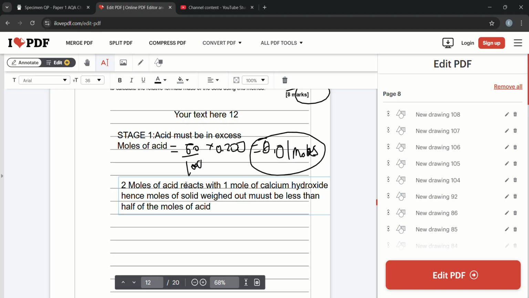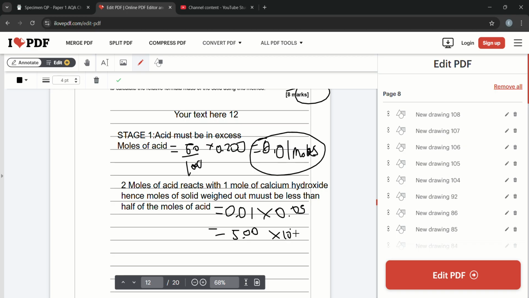Which is what? Well, it's just going to be 0.01 times 0.05 times by half, which gives 5.00 × 10⁻³ moles. And I could rewrite this one as 1 × 10⁻² moles. Let's do that. 1.00. So the mass of solid must be less than this.